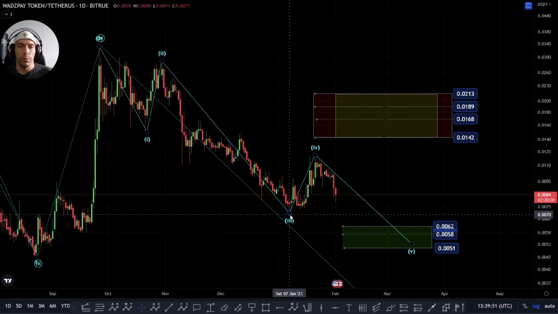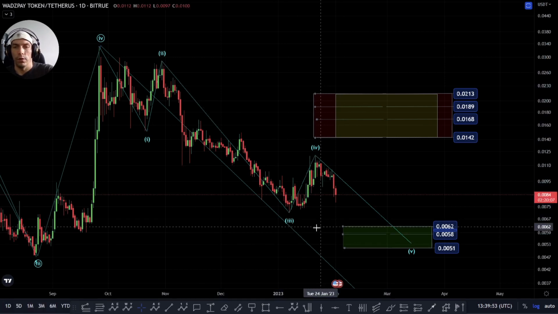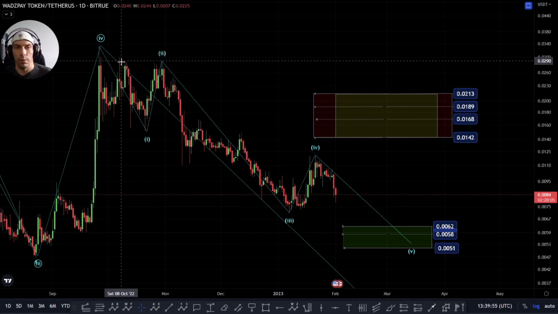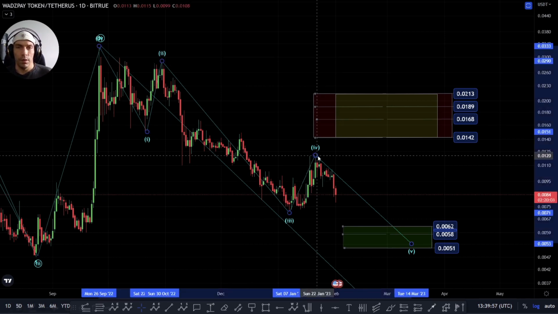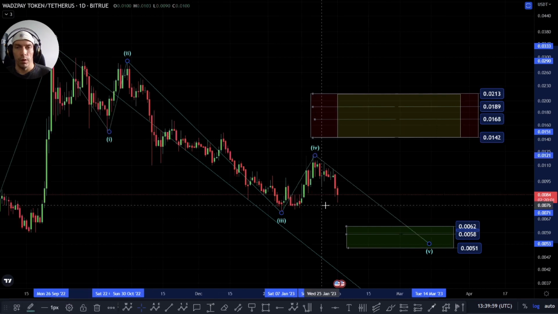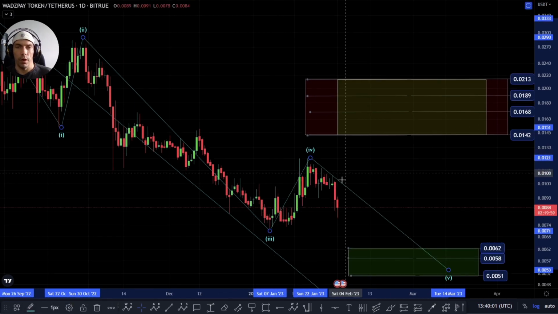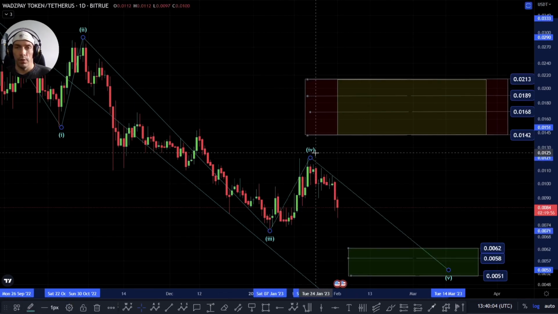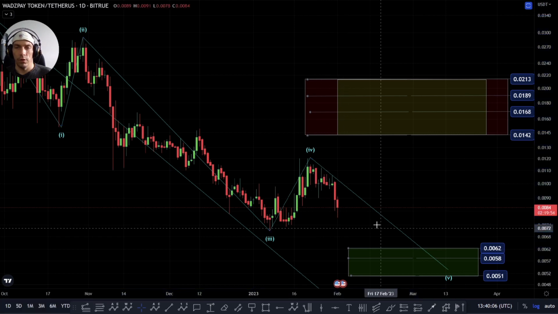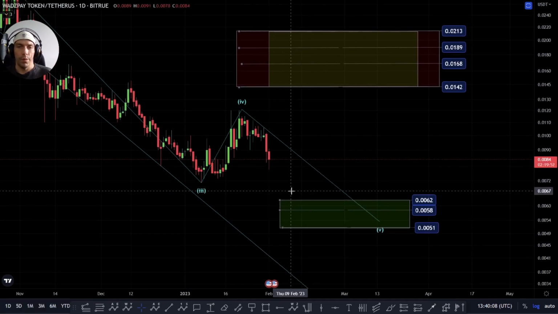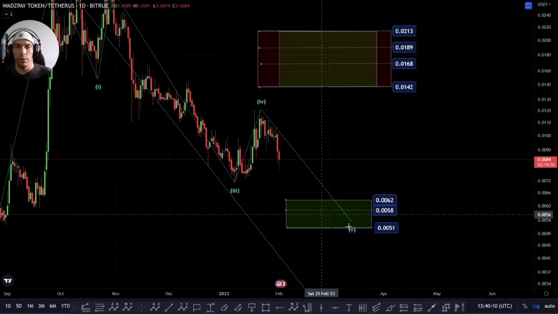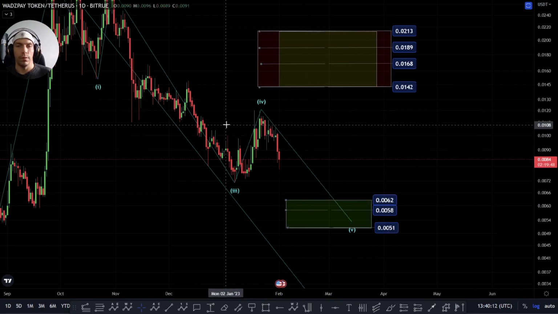So that would still put us in this 3rd wave to the downside. So we need to just give it a bit of time and see how we react. But effectively, the most simple way of looking at this move would actually be to see this as a 4th wave triangle, where this is an A, B, C, D, E, and then actually we're starting to break down now. So we'd be looking for a typical 5th wave to come into this 62 to this 51 area.